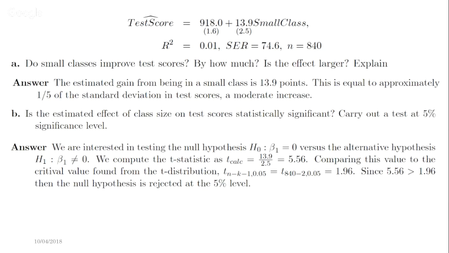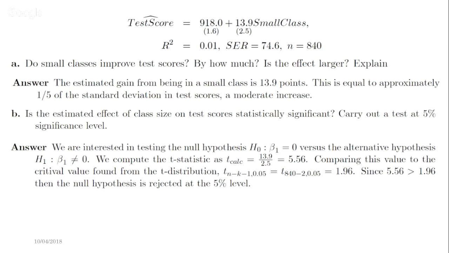Usually, the one put here is the standard error, but sometimes they put the t-statistics straight away. So you don't have to compute the t-statistics. Be careful. Read the question carefully. They might want to catch you and trick you with that. So the t-stat is 5.56.